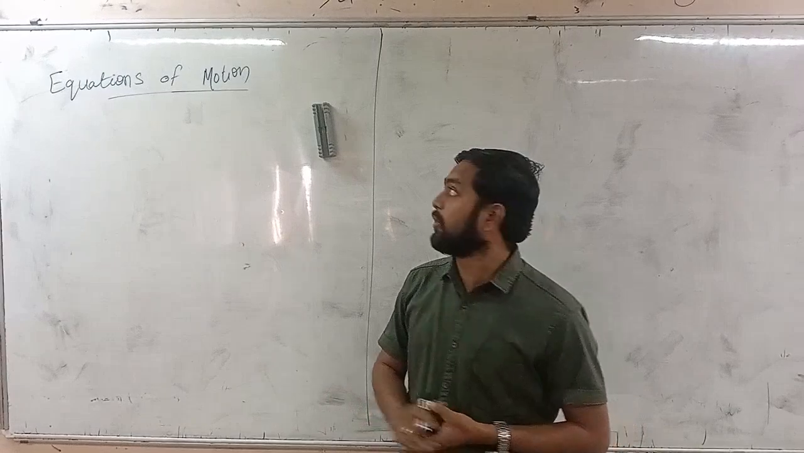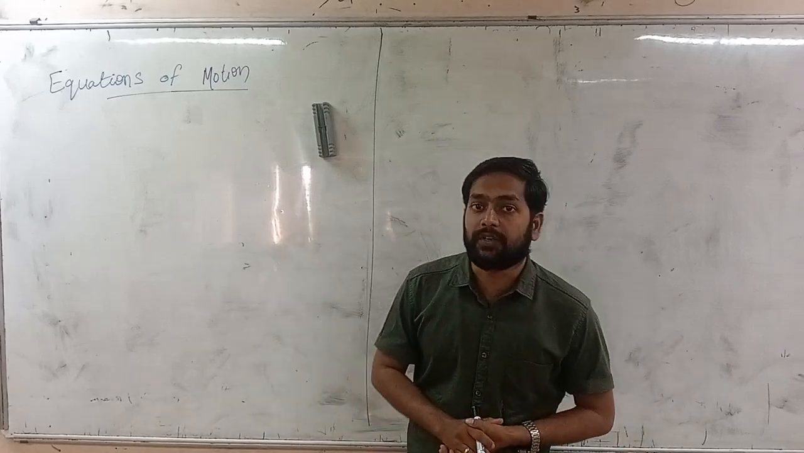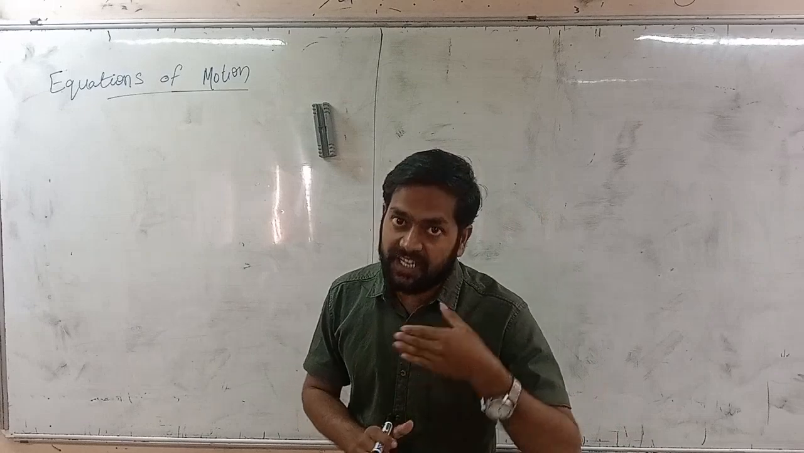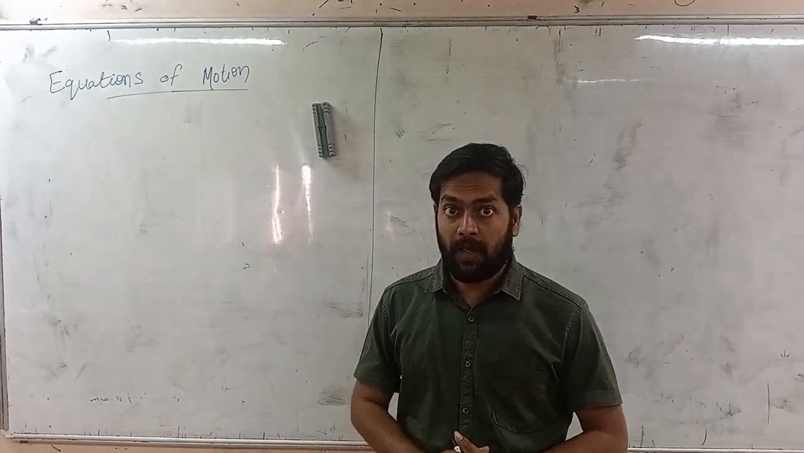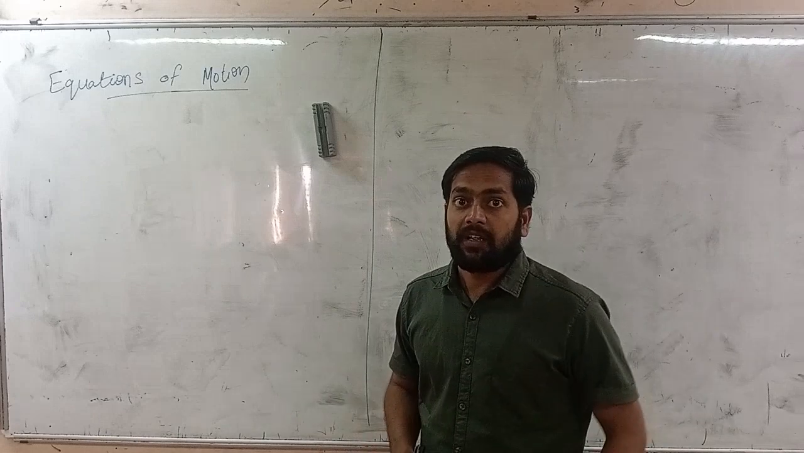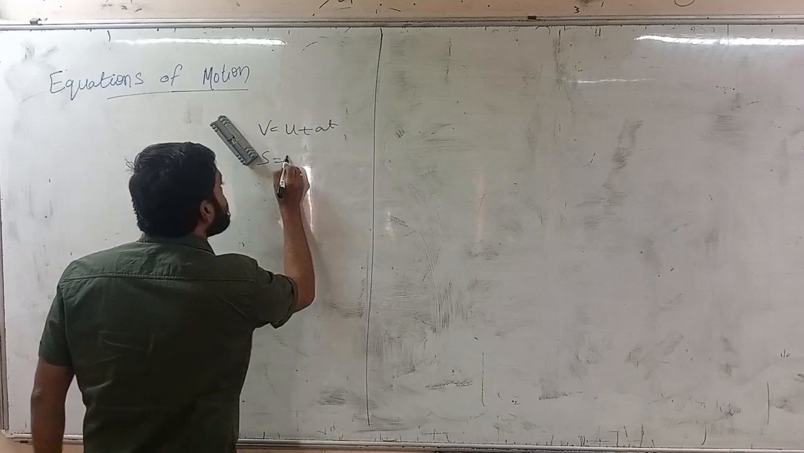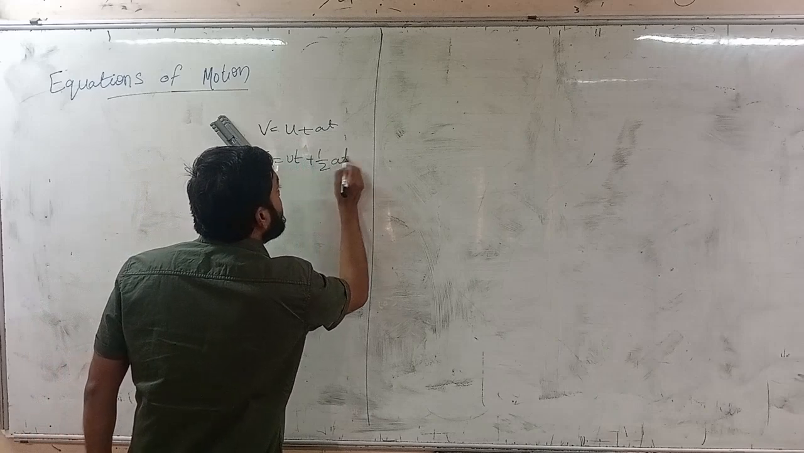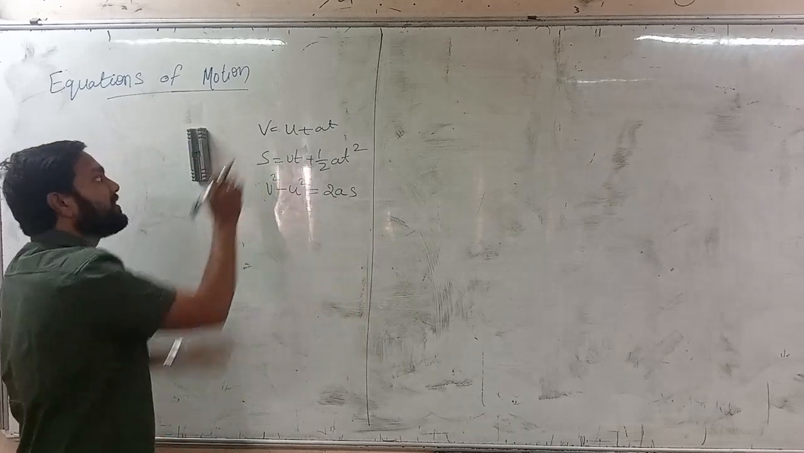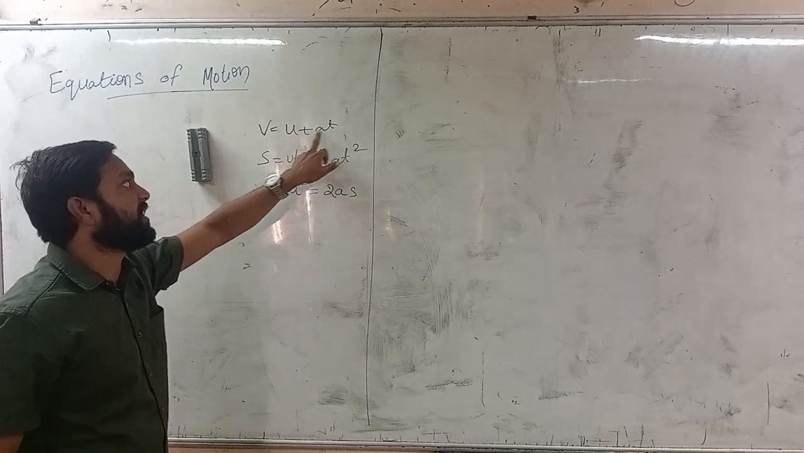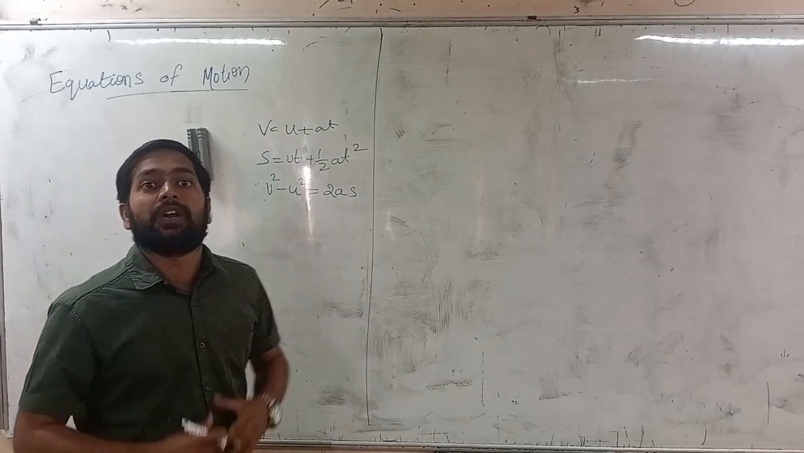Today we are going to discuss equations of motion. Where do we use these equations of motion? We use them when an object is moving with constant acceleration. Those equations are v = u + at, s = ut + ½at², and v² − u² = 2as, where v is the final velocity, u is the initial velocity, a is acceleration, t is time, and s is displacement. These three equations we are going to derive now.